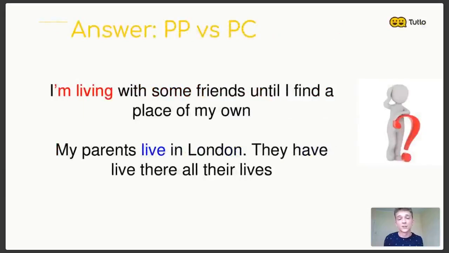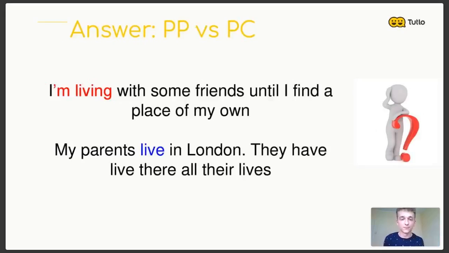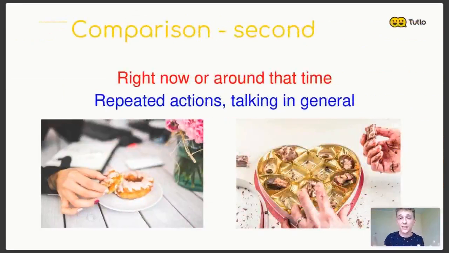So here you got the answer. So I'm living with some friends until I find a place of my own, temporary situation. And the second, my parents live in London, yeah? Not lives, live, because it's plural form. They have, okay, I don't know why there is have, but they've lived there all their lives. There should be D after live, yeah? They've lived there all their lives.